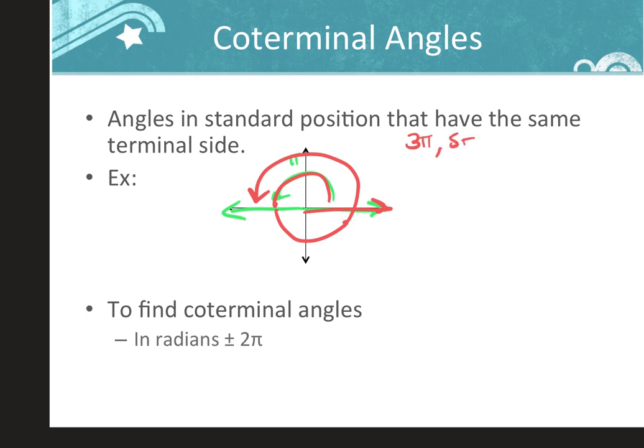5 pi would start here. This would be 1 pi, 2 pi, 3 pi, 4 pi, 5 pi. Also starts and stops the same place. So these are called coterminal angles.